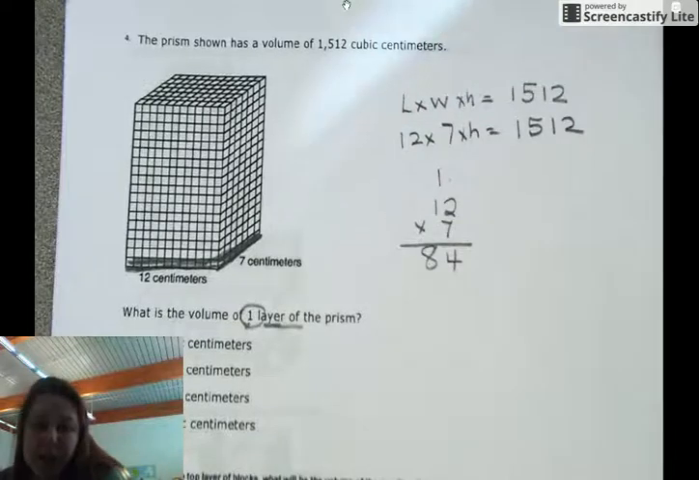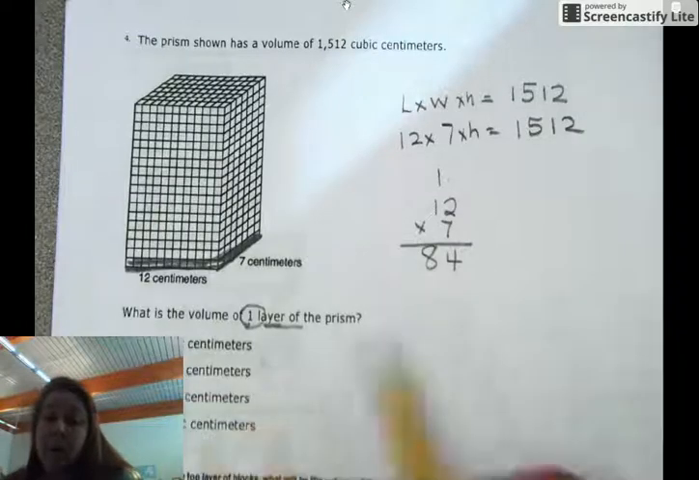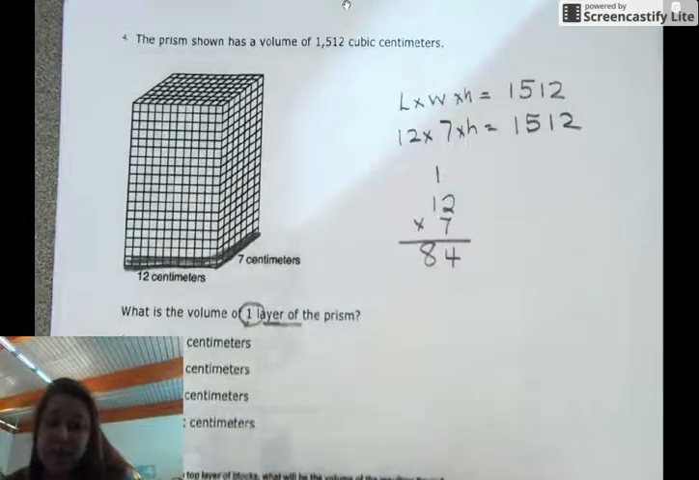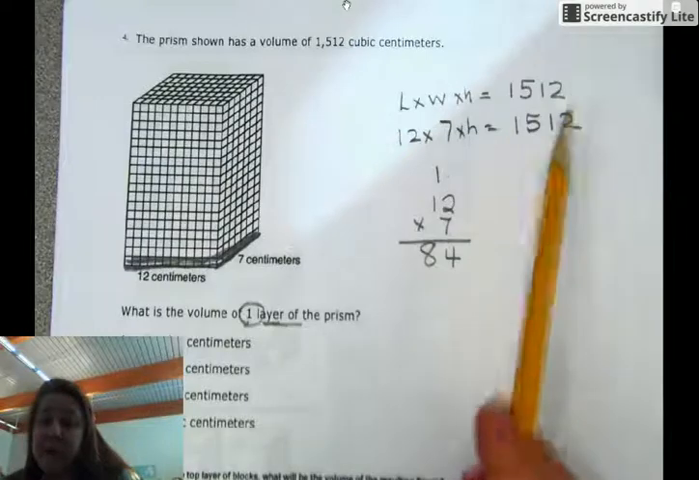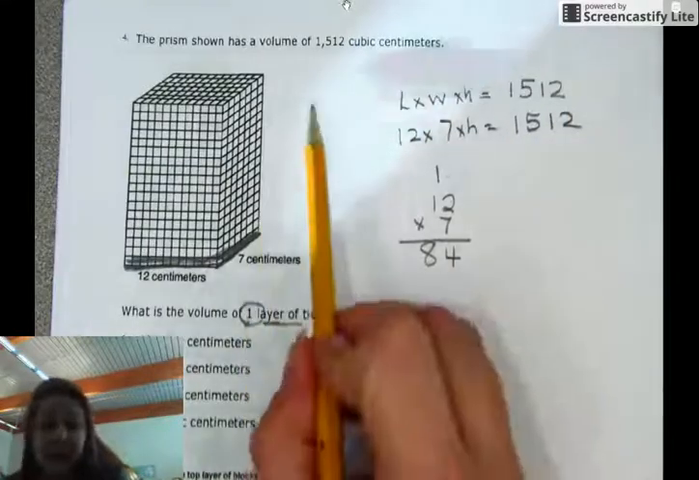Now, had the question asked me what the volume of the entire prism was, I would have to take this 84 and times it by either one of these to get this answer, or I could have taken this number and divided by this to find the height.